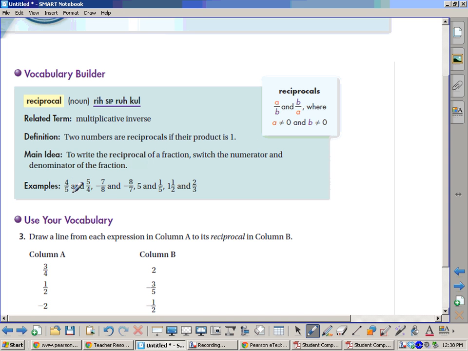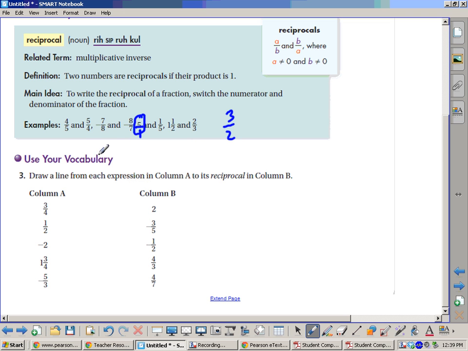So 4 over 5 and 5 over 4 are reciprocals of each other. Negative numbers also have reciprocals. A whole number, let's say we had 5 here. In order to take the reciprocal of that, we have to put that 5 over 1 and flip it. In order to find the reciprocal of a mixed number, we have to change it into an improper fraction. Well, 1 1/2, we multiply the 2 and the 1 and add 1, we get 3 over 2. Then we take the reciprocal. So we can't take the reciprocal of a mixed number, but we can change it into an improper fraction and then flip it.